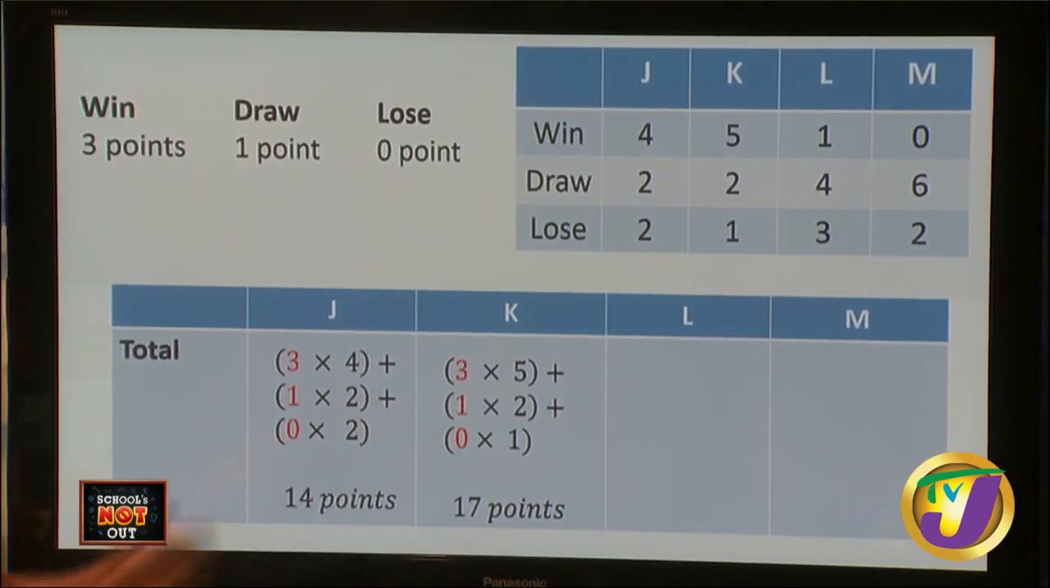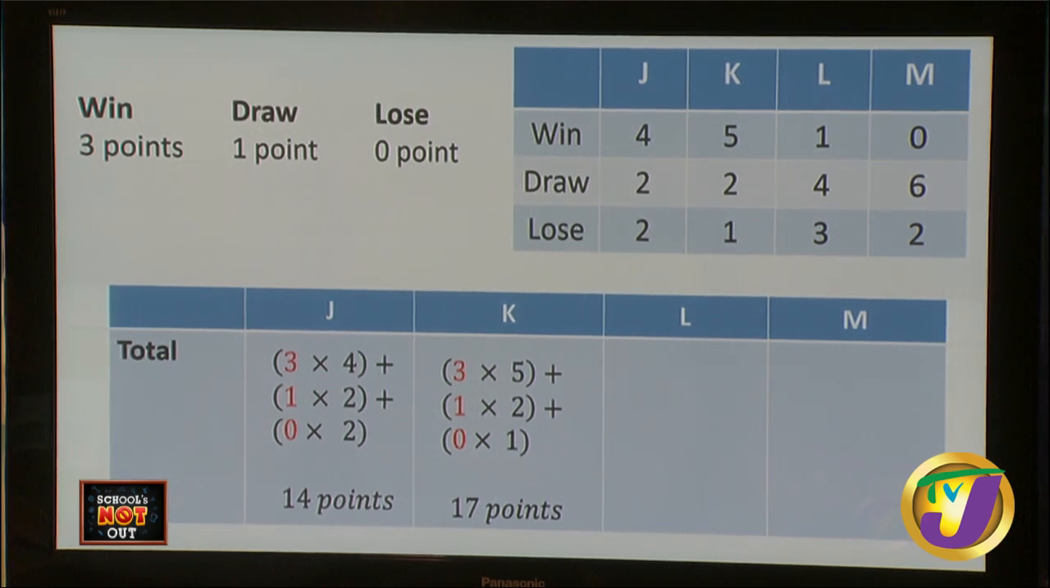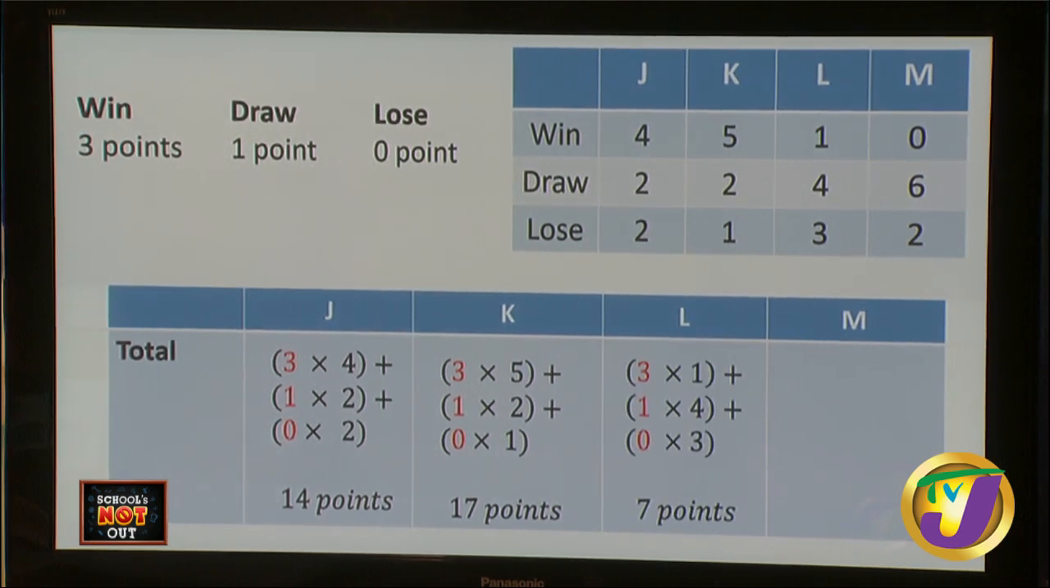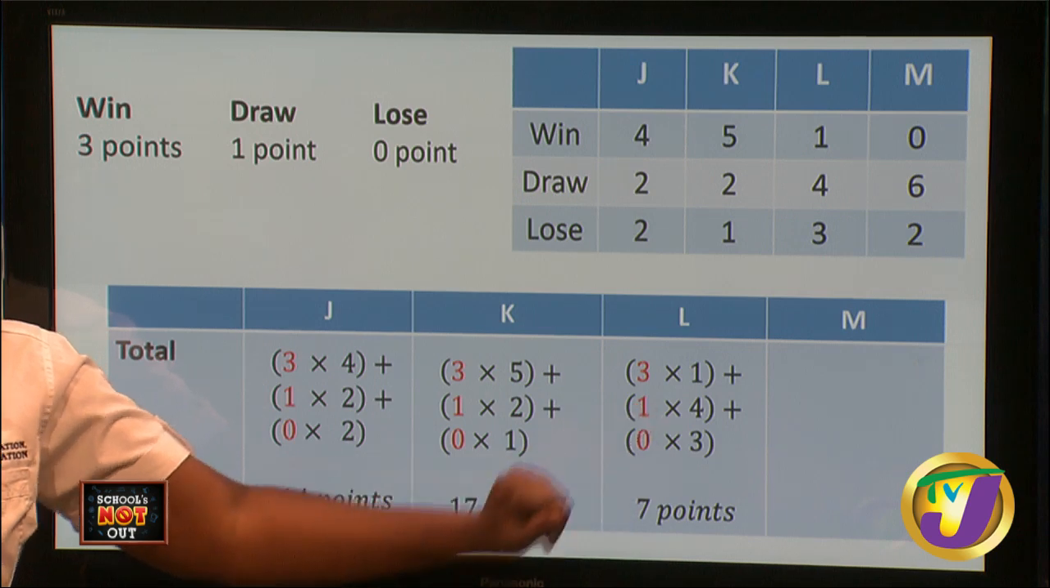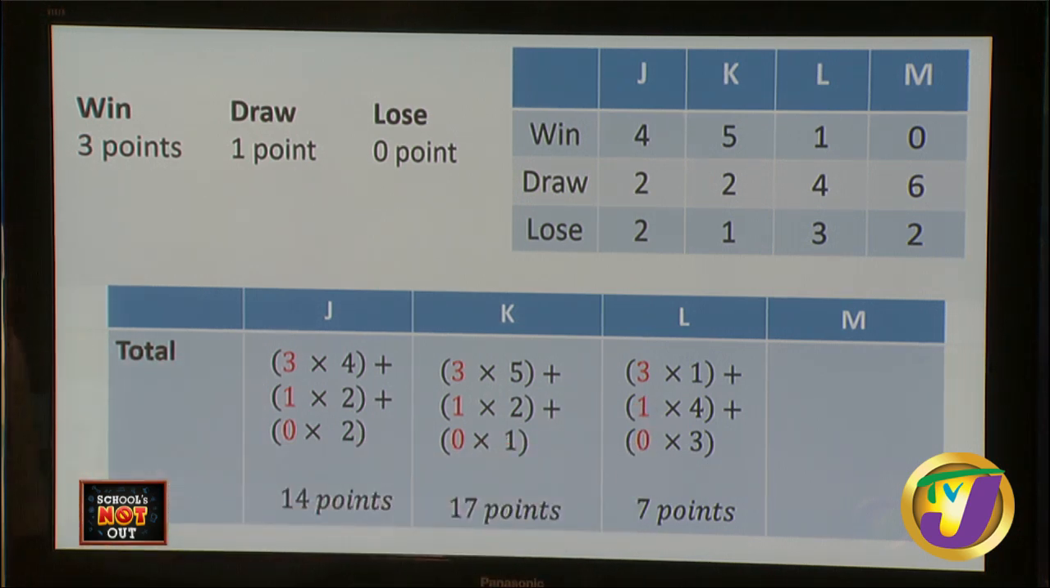That's right. Okay, L. Let's check L. They won only 1 match, giving them 3 points. They drew 4, so 1 times 4 gives them 4. Exactly. And no points for losing. So they have 7 points. 7 points in total. Beautiful.